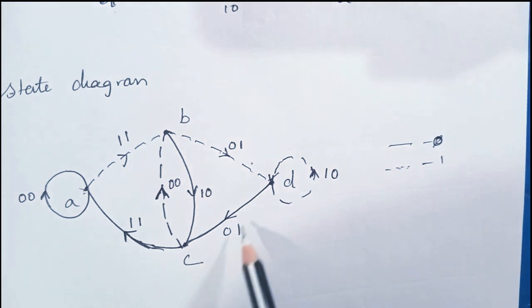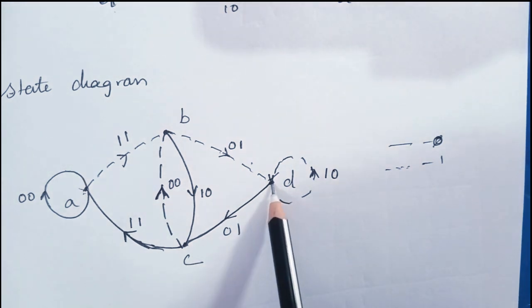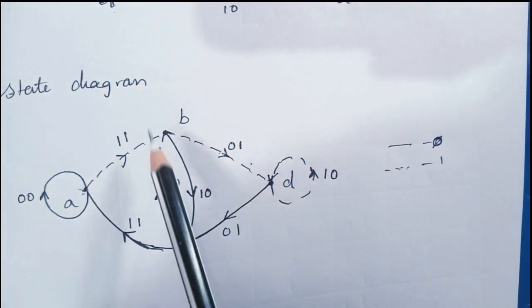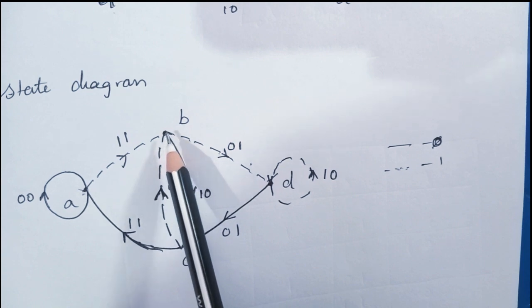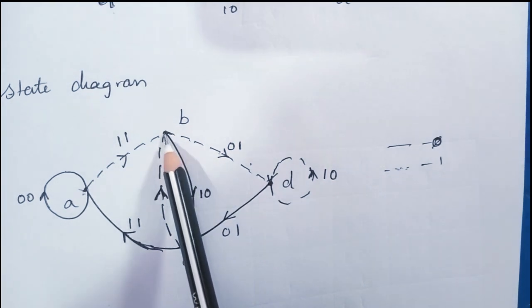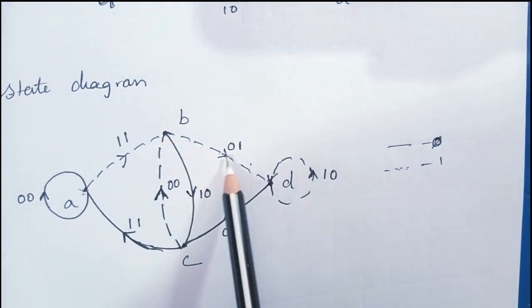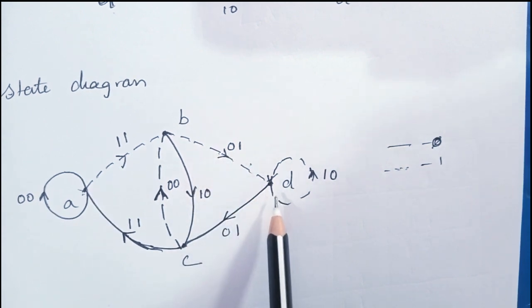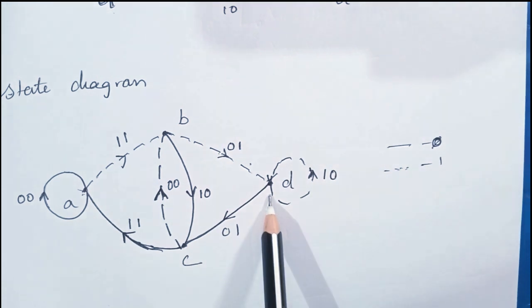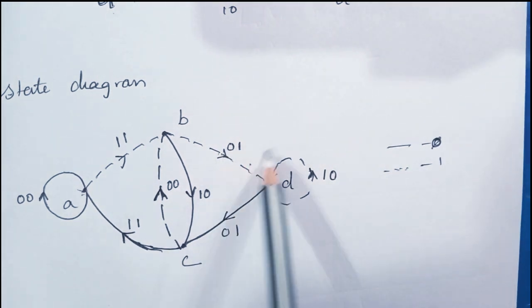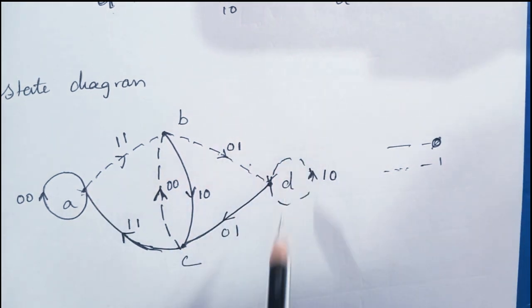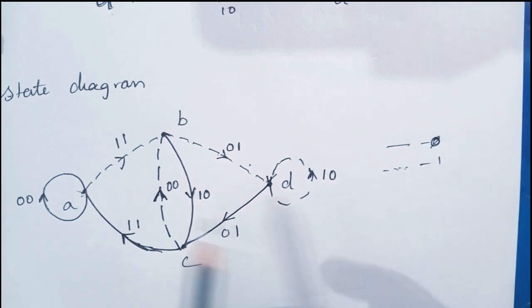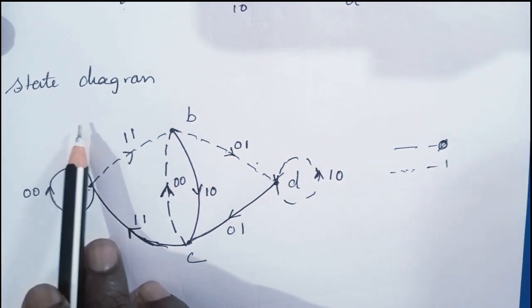So let me just give one more thing. If the current state is B and the input bit is 1, that is the dotted line, our next state is going to be D, and the output is going to be 0 1. Okay, this you can draw from either the trellis diagram or from the state diagram.